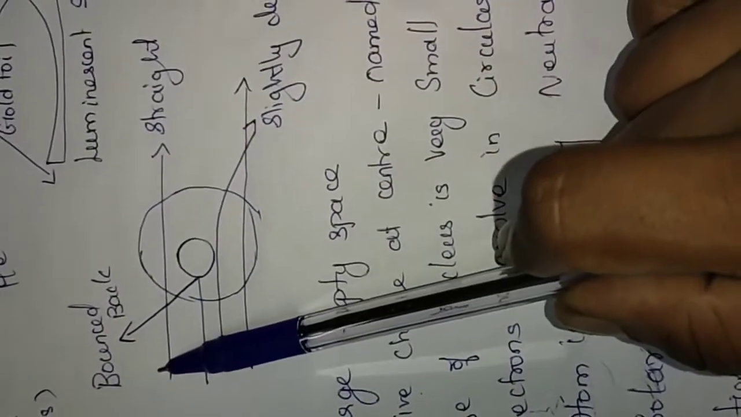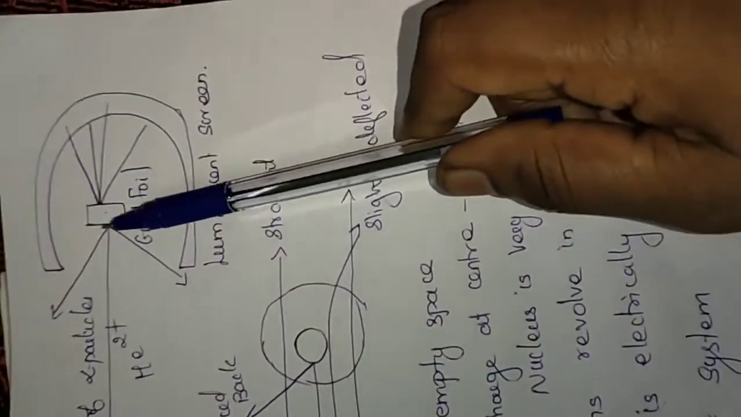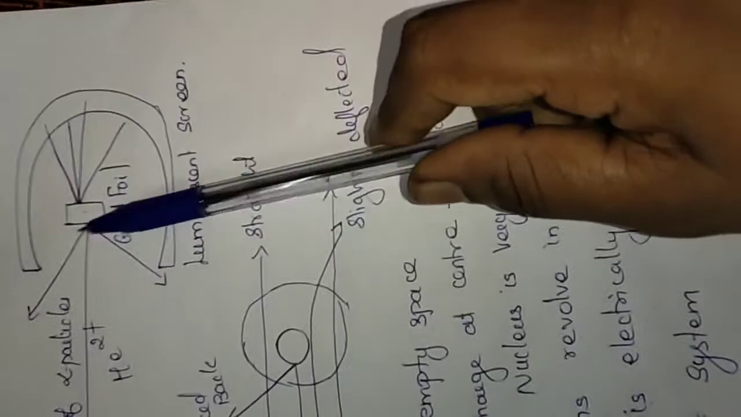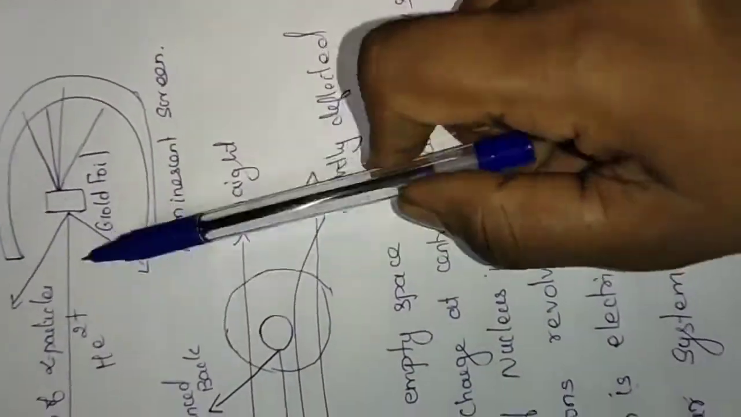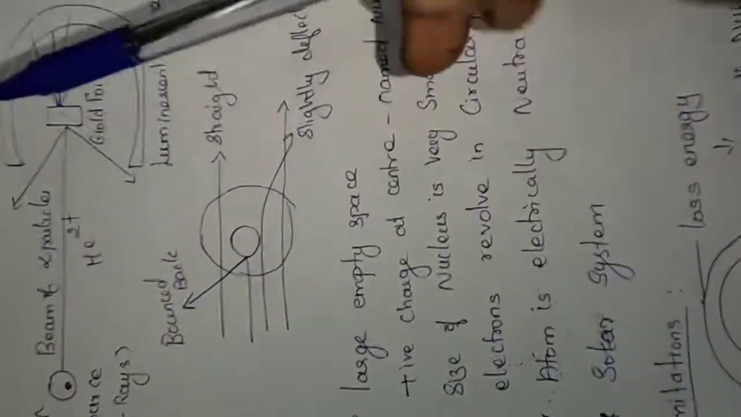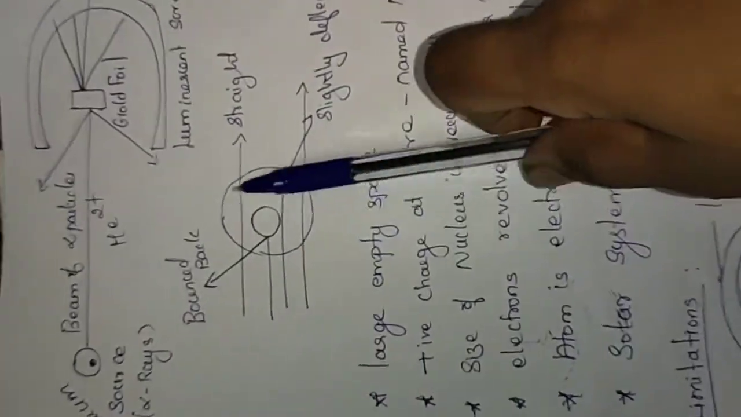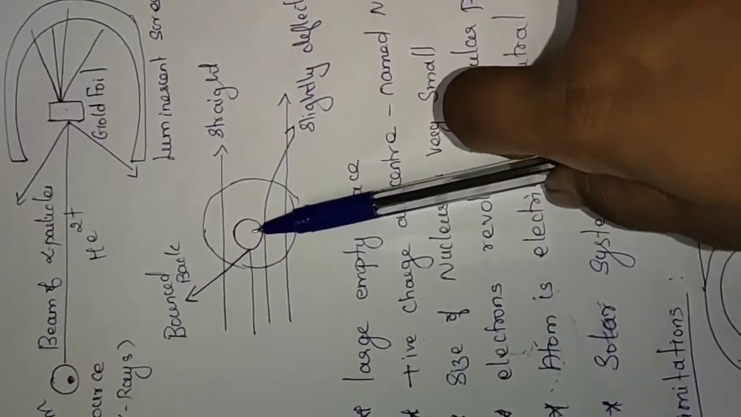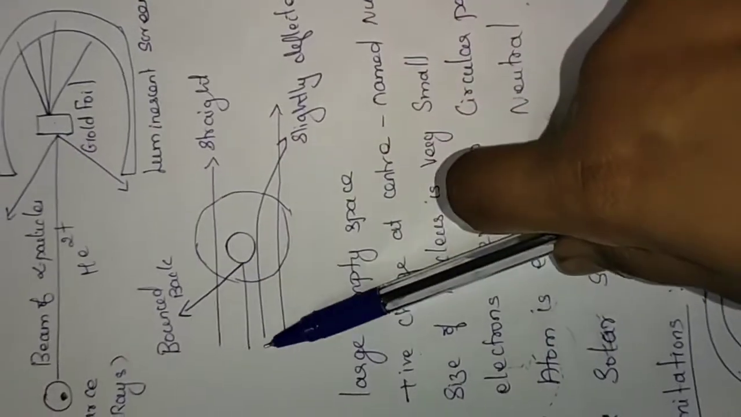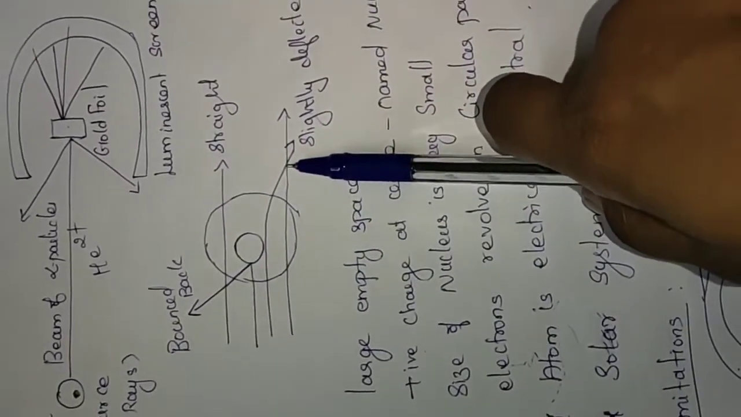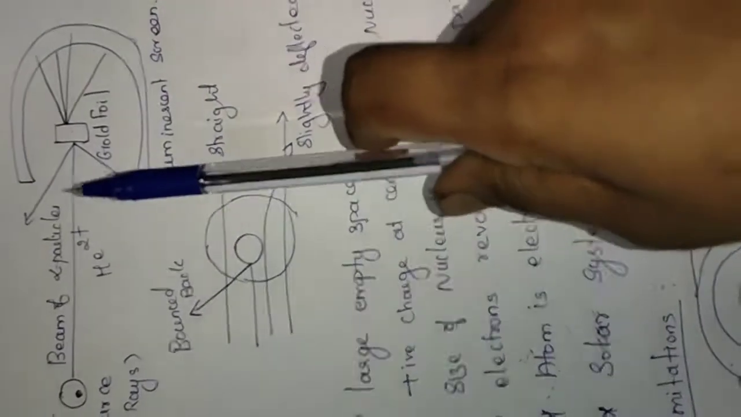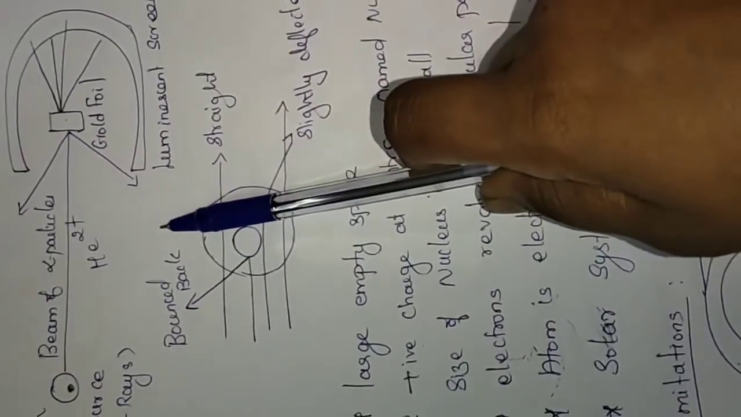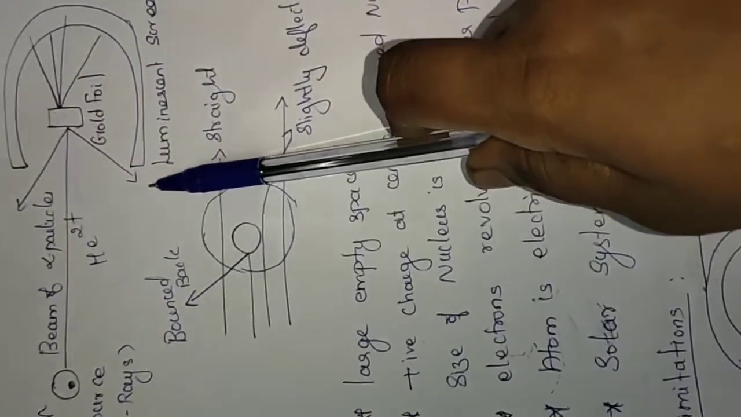Through the luminance screen we can see few rays went straight, few of them get deflected, and few of them bounced back. One or two rays get bounced back. Why these variations? Rutherford analyzed the reason for these variations: why few are going straight, few are bouncing back, and some rays are slightly deflected. From this he came to a conclusion, and he put forward the theory called the Rutherford atomic theory.